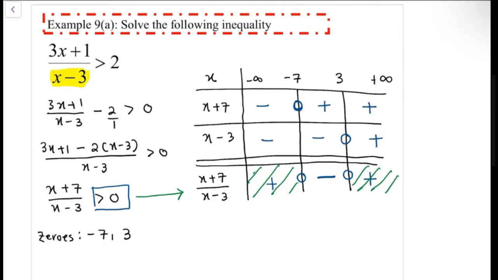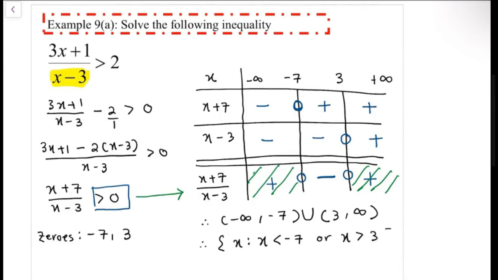So our final answer here, it starts with negative infinity up till negative 7. And then continue with 3 up till positive infinity. Since we have two different intervals, we want to combine our answer, we must use union notation. Okay, so this is in the form of interval form. In the form of solution set form, it starts with x such that, so we have now x less than negative 7 or x is greater than 3. Okay, so that's how we solve a rational inequality.